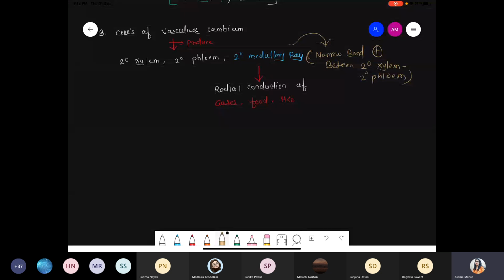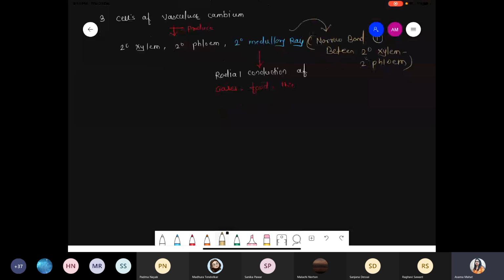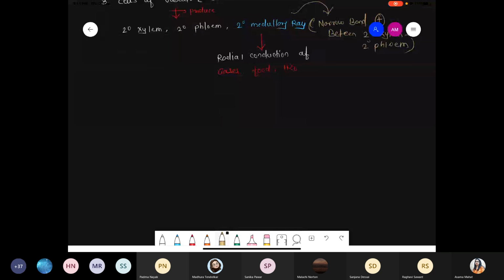And the major function they are responsible for is radial conduction. We already discussed the meaning of radial. Radial means horizontal conduction. All the surrounding cells get water, food as well as gas from secondary medullary cells. These are narrow bands present between secondary xylem and secondary phloem. In the diagrammatic representation we'll discuss this part, then you will get a clear-cut idea.